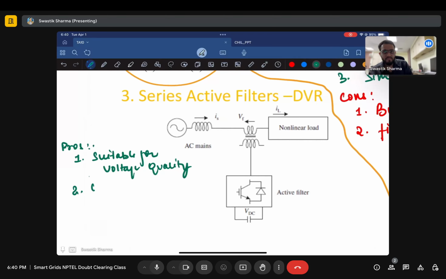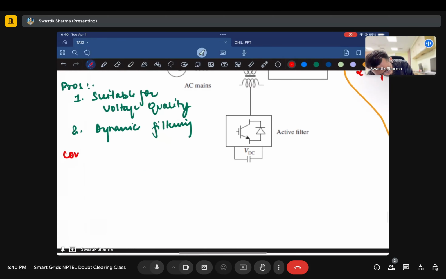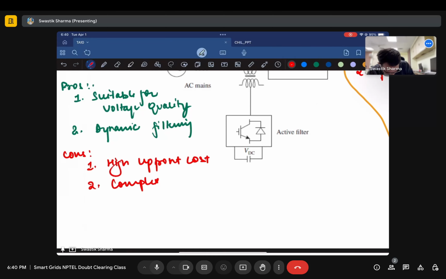Second, dynamic filtering. Again, you have dynamic filtering here as well. But again, there are cons: high upfront cost, complex design, right?